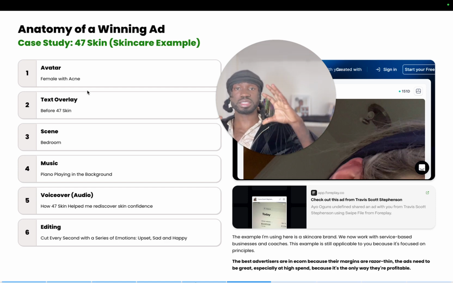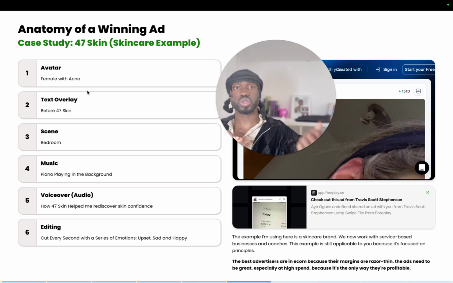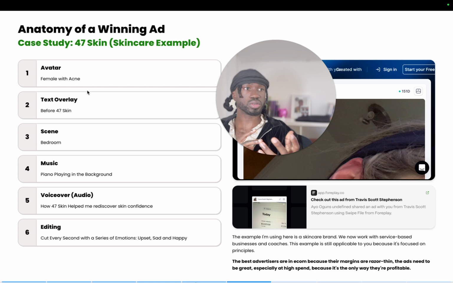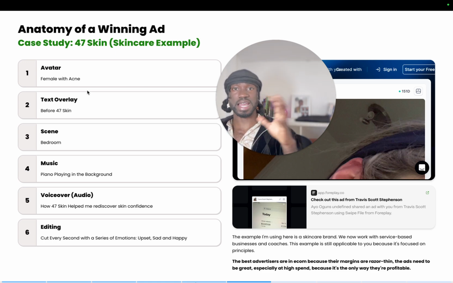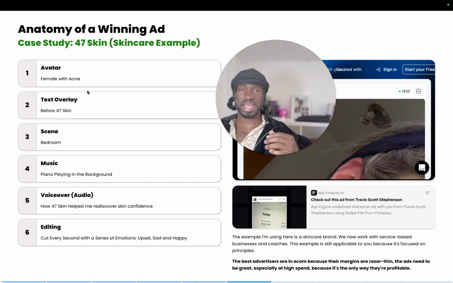Then the voiceover, right? What are you going to say in the beginning? Now if you're targeting top of funnel audiences, so people who don't know who you are, you want to use lots of stories and secret-type video ads, right? Because they work really well for broad, cold audiences. Okay. And then you have the editing.